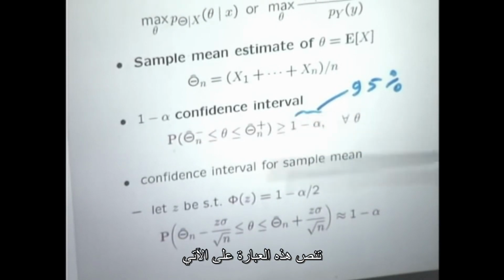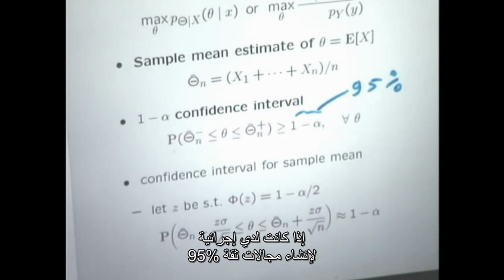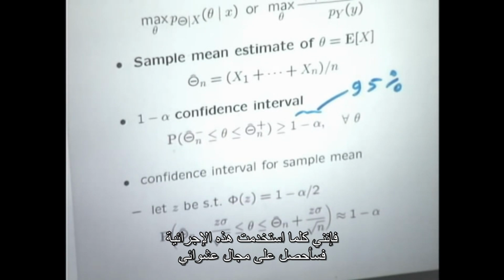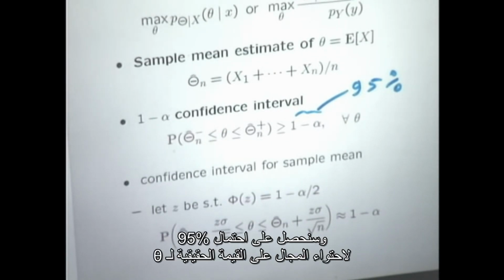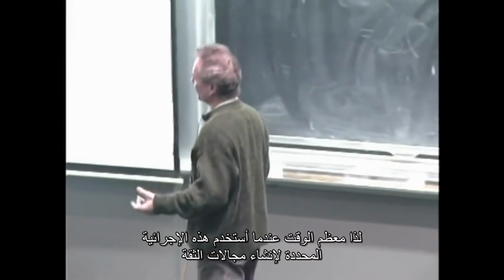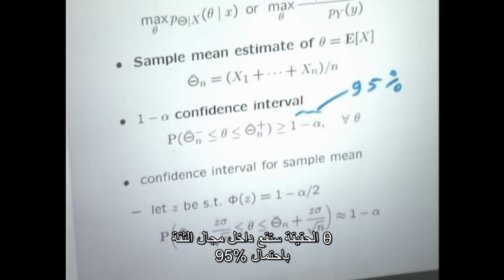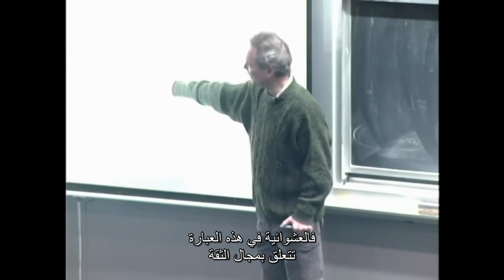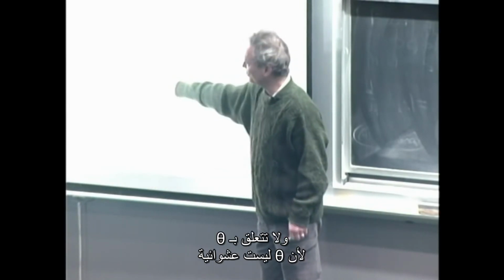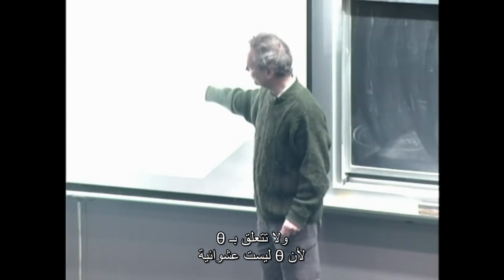What a statement like this says is that if I have a procedure for generating 95% confidence intervals, then whenever I use that procedure, I'm going to get a random interval, and it's going to have 95% probability of capturing the true value of theta. So most of the time, when I use a particular procedure for generating confidence intervals, the true theta will happen to lie inside that confidence interval with probability 95%. So the randomness in this statement is with respect to my confidence interval. It's not with respect to theta, because theta is not random.